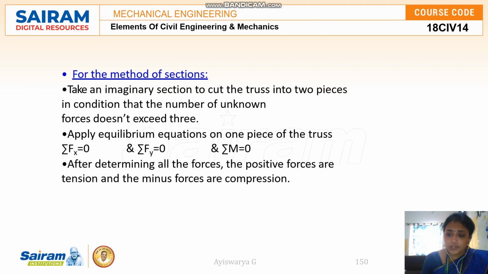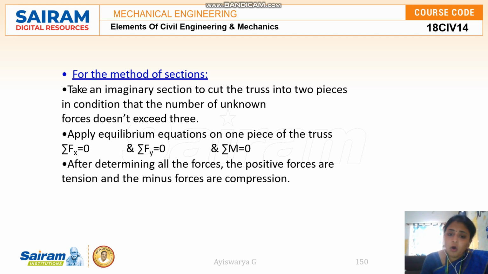And for the method of section, you have to draw an imaginary section. First you need to cut the truss into two pieces, two sections. The number of forces cut should not exceed 3. And you have to apply the equilibrium condition for one of the pieces, that is one section. The conditions are summation of Fx equal to 0, summation of Fy equal to 0, and summation of M equal to 0. Using the three equilibrium conditions, any one of the sections you can resolve.